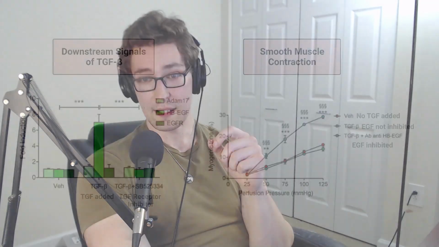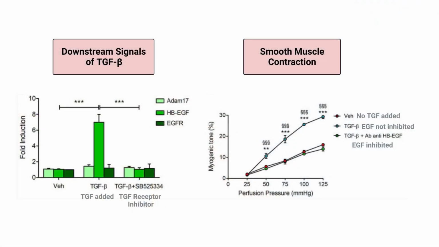So they did the exact same experiment. Here in this situation, they're looking at 3 different genes. So they're measuring ADAM17, EGF, and EGFR. Now let me explain those.